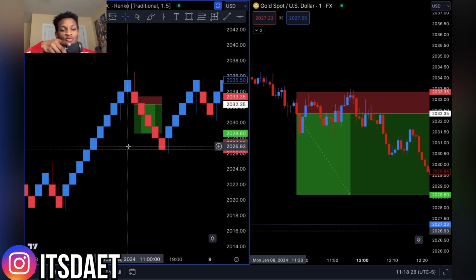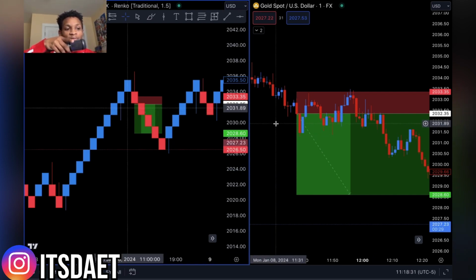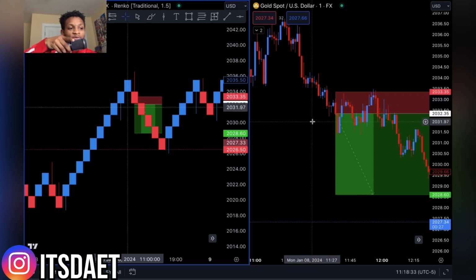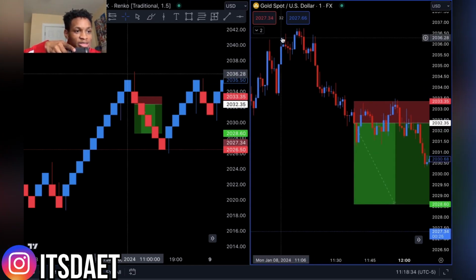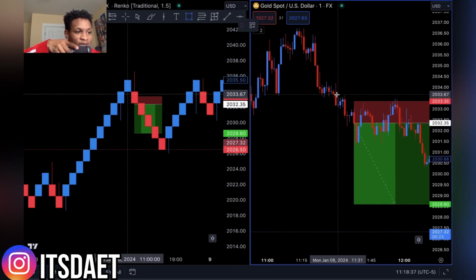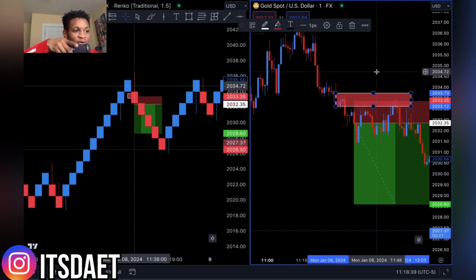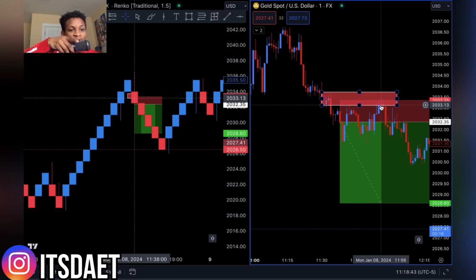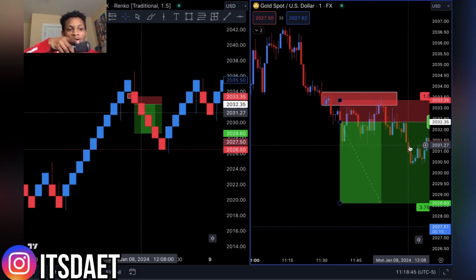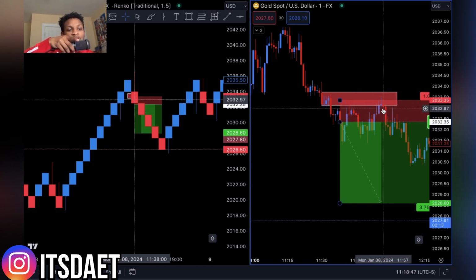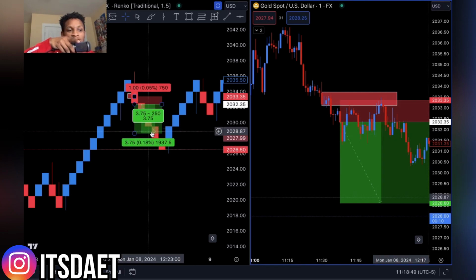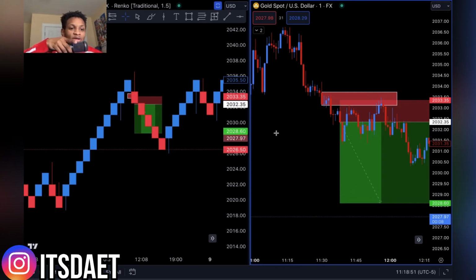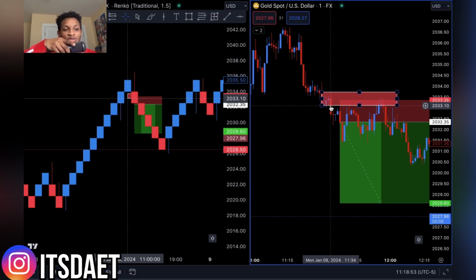You can even use Renko as a confluence for your Japanese candlesticks. Let's just say that this is a supply zone right here, right? I'm just making something up. So once price came right here, boom, you're good. But you can use this as a confluence to see, okay, this is holding the trend. You know what I'm saying? You can use things together as confluences. There's nothing wrong with that.